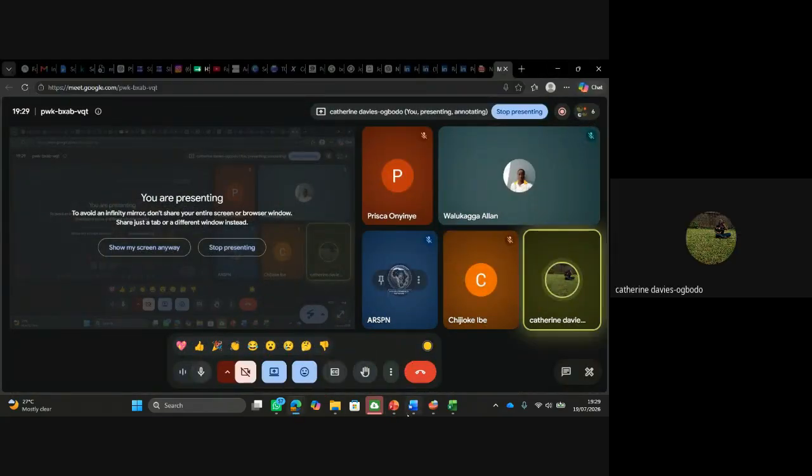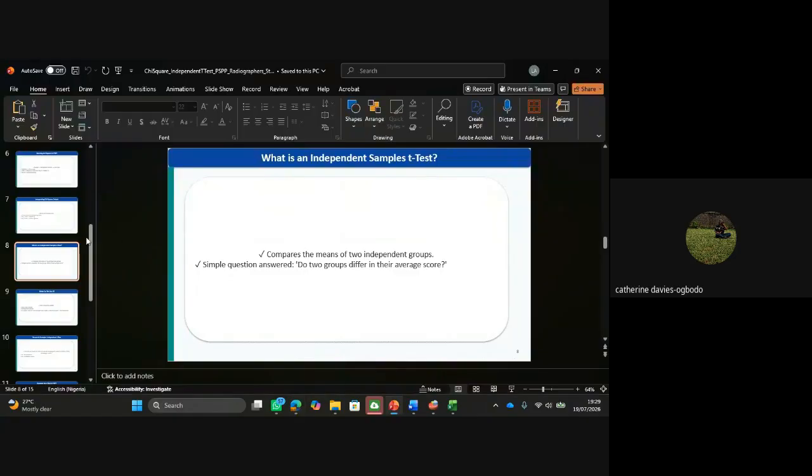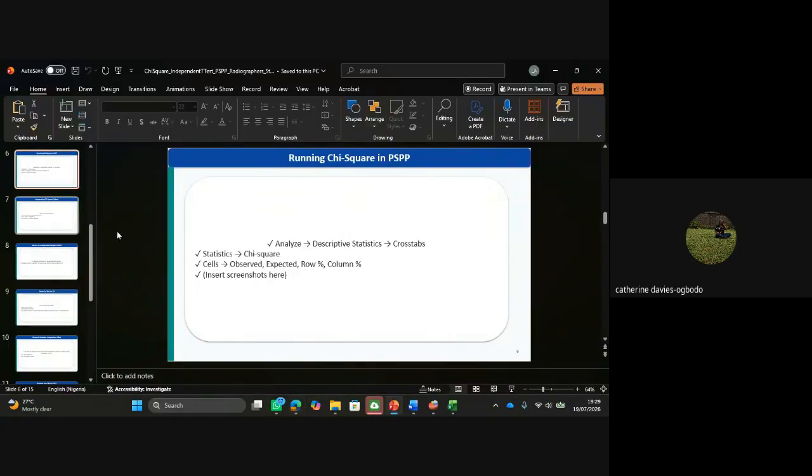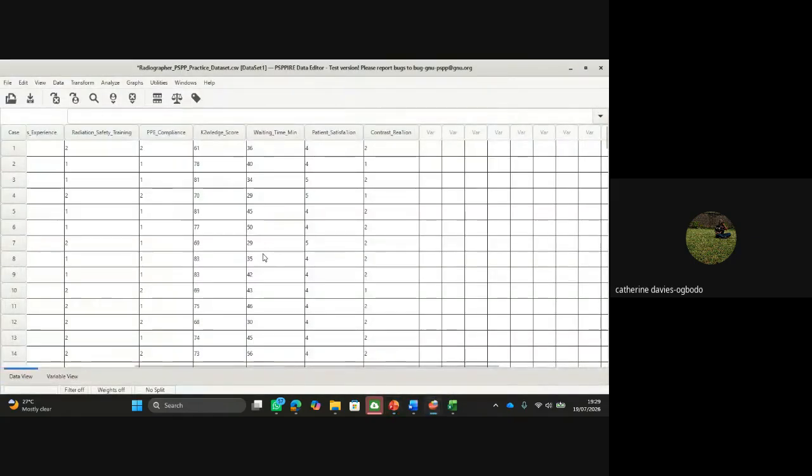Okay, so we can try and see what SPSS has to give us. The first question I want us to do is, is there an association between gender and imaging modality? We're starting with chi-square tests. That's what I want to see.